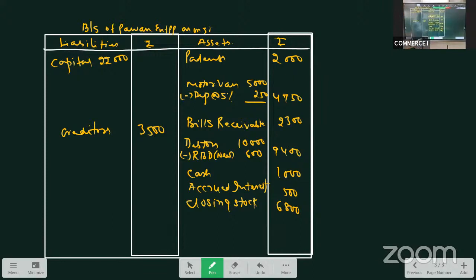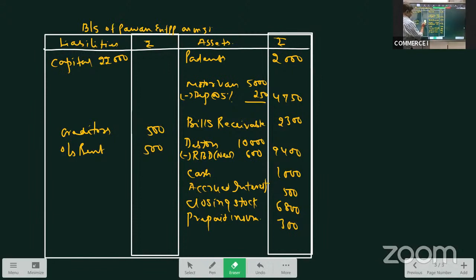Then outstanding rent. Outstanding rent is a liability, 500. Prepaid insurance. Prepaid insurance is an asset, 300. Create 3% reserve on discount on creditors, right? Creditors are 3,500. Okay, discount on creditors we have created.